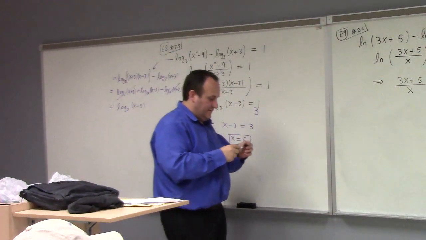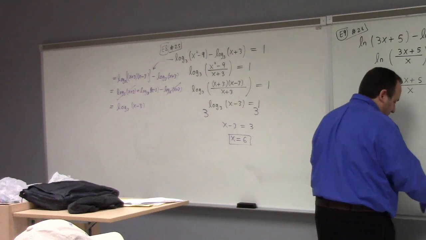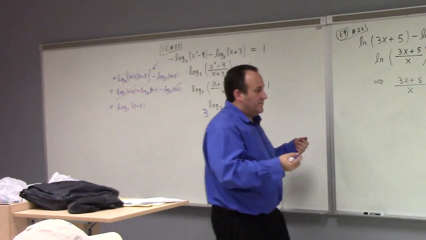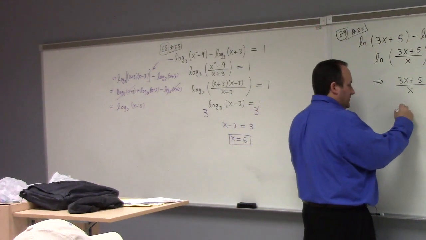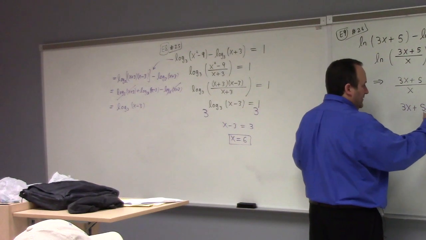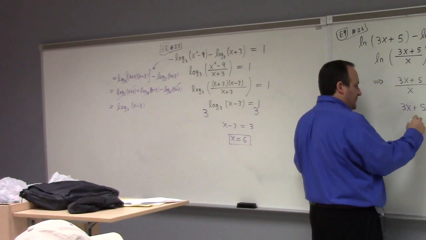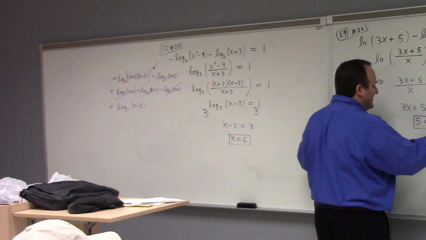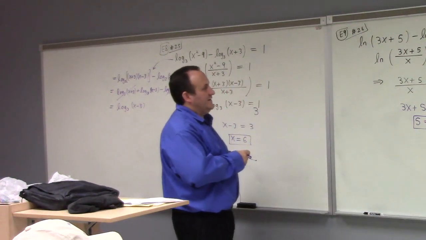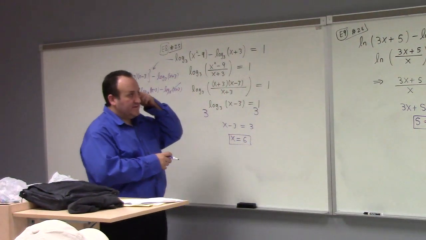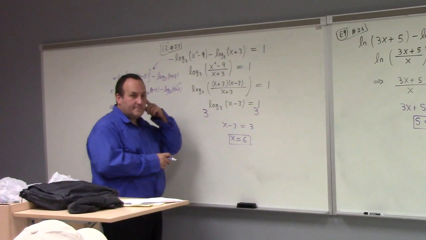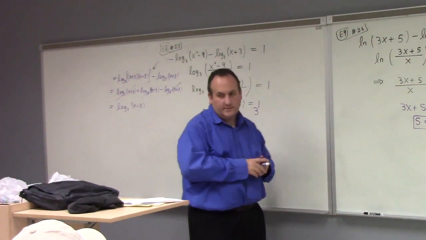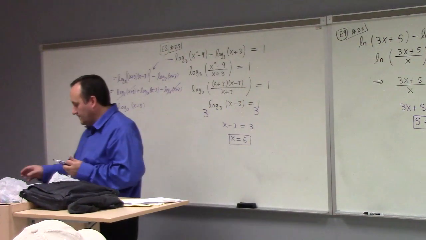Multiply both sides by x, right? So we're going back to like week 1 or week 2? I forget. This was on test 1, right? This kind of problem. 3x plus 5 equal to 4x, which gives me 5 is equal to x. Okay. And does that work? Well, if you go back to the original equation, I think we're okay, right? How about that next one?